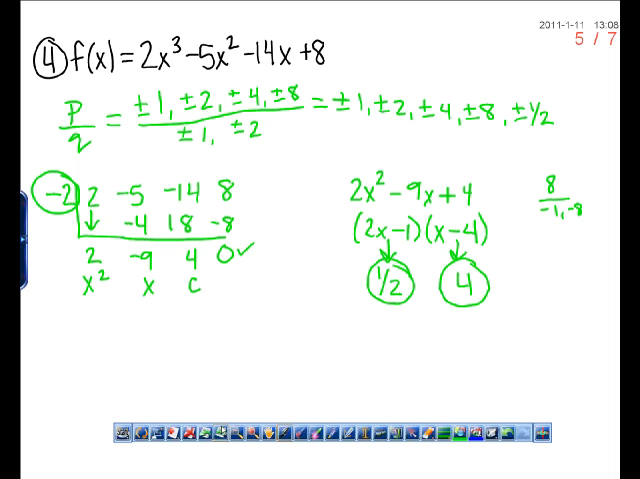Might you have to do synthetic division twice? Yeah, what if we had a quartic up there? If we had a quartic, you would have to do synthetic division twice in order to get down to the quadratic.